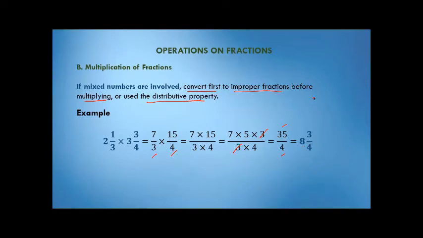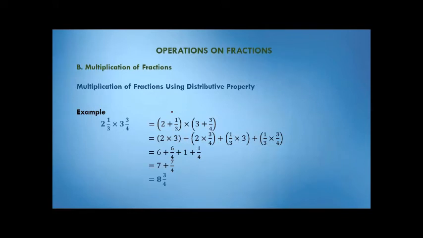So, bali ang nangyari dyan is 35 divided by 4. So, this is 8. Then, 32 minus 3. Ito ay remainder. So, plus remainder over 4. Kaya 8 and 3/4. So, meaning to say, 2 and 1/3 times 3 and 3/4, the answer is 8 and 3/4. So this is the process of multiplication of fractions na involve ang mixed fraction.